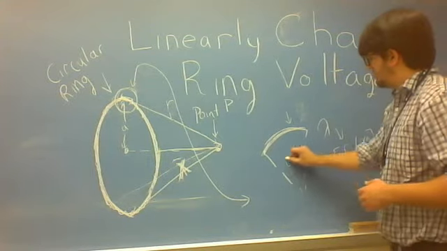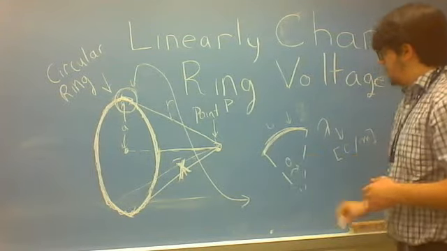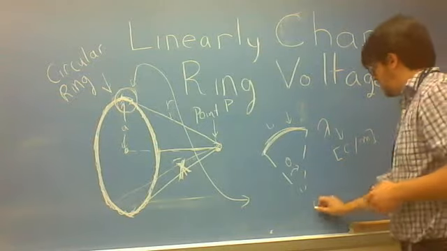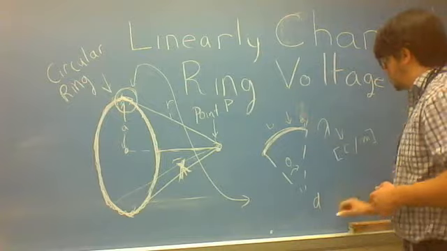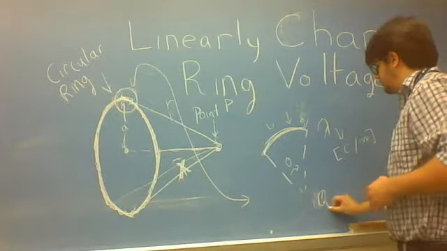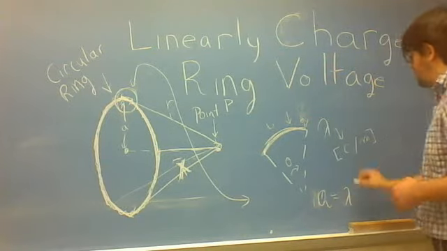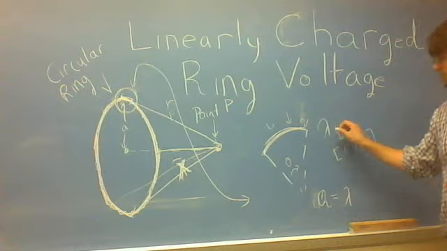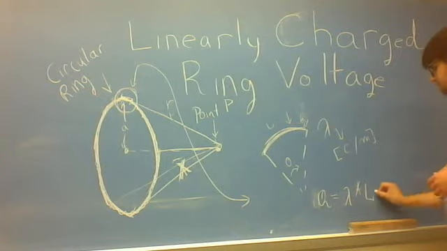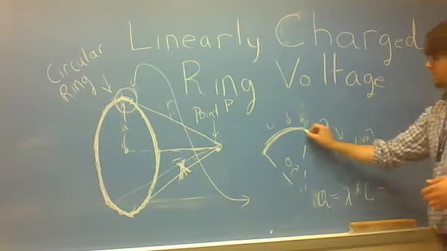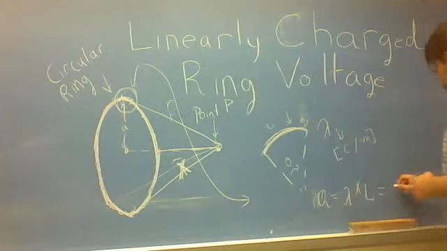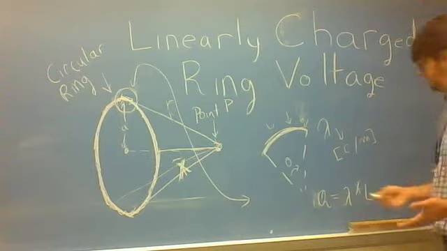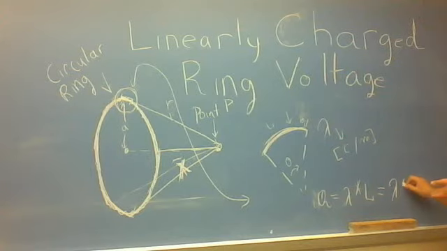We also have an angle here and a length. And we also have a dq along here too, right? So what we can do is say that dq is going to be charge over length times the length, and the length is the circular length, just like a circumference, right? So it'd be lambda times theta times r.